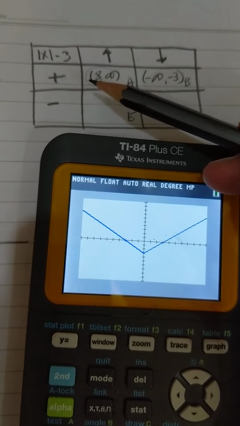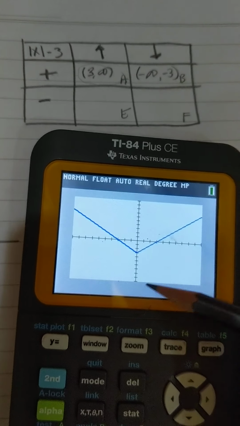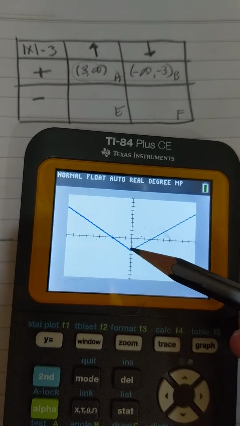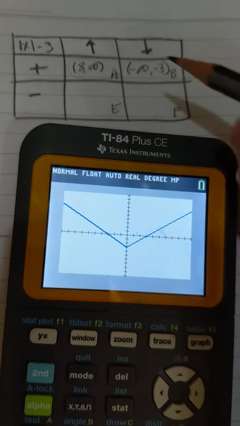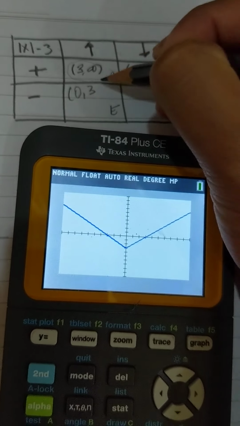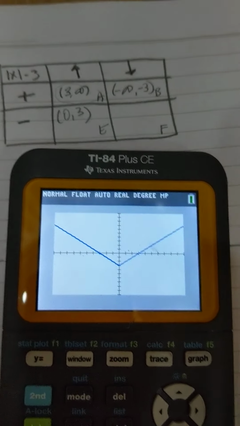Now this one says, when is it negative and increasing? So negative's down here below the x-axis. It's negative and increasing just this little spot right here, so from 0 to 3. And then, sorry, it's so wiggly.